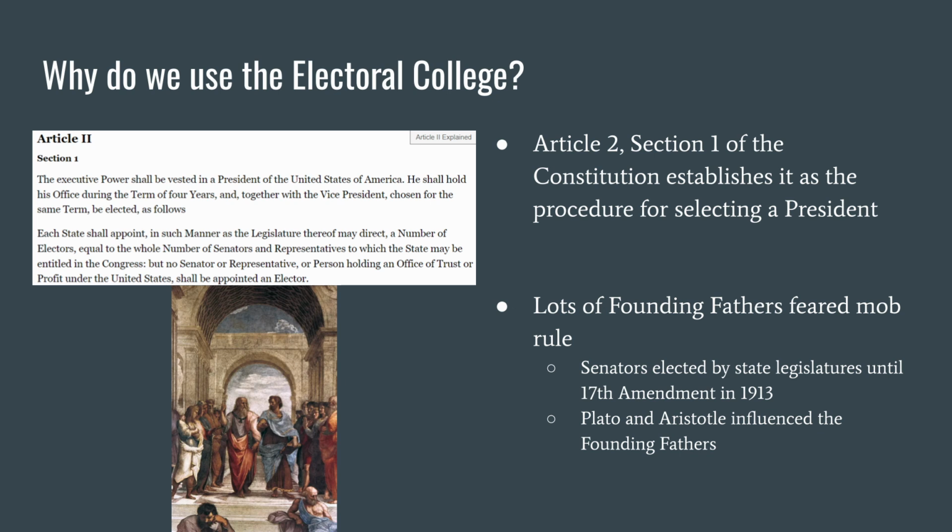You can see another example of this philosophy in the election of senators from each state. Previously, they were elected by state legislatures until the 17th Amendment passed in 1913. That amendment allows for popular election of your state's senators, which we have now.